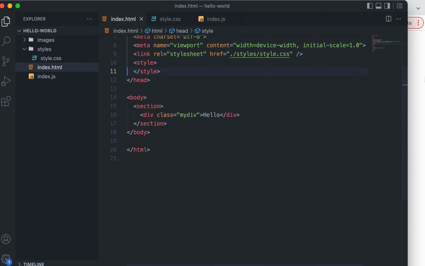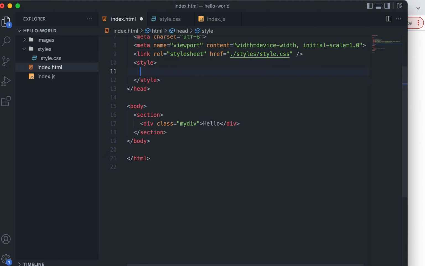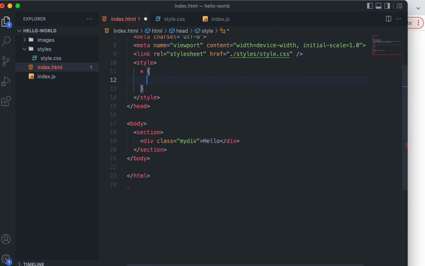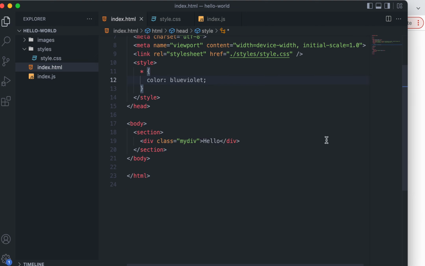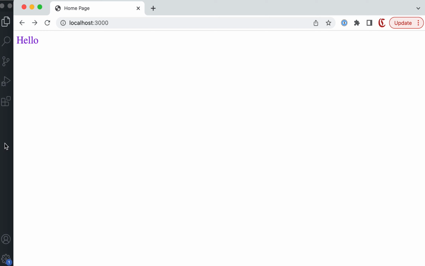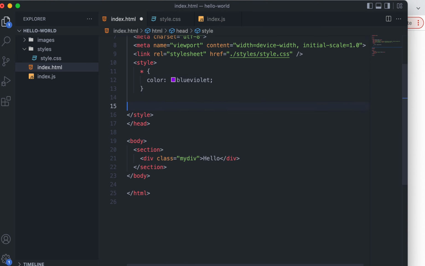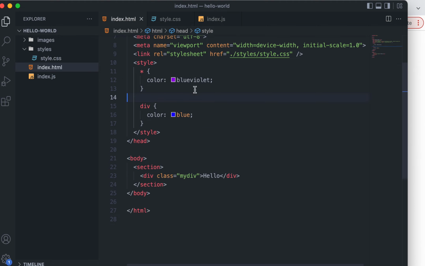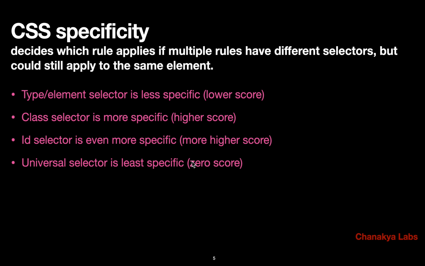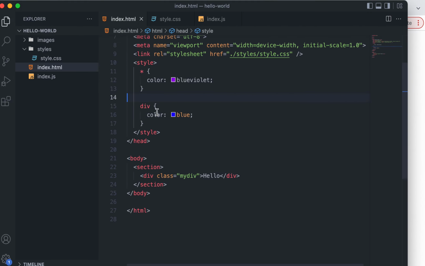Now you see, let's say that nothing is there. If nothing is there, then obviously this is black, that is fine. But if I write something like star, and let's say color is blue violet, then you see that this is now blue violet. But as soon as I start putting anything, let's say I put an element selector, we discussed that universal is the least. After that, element selector. So the element selector is going to overwrite the universal selector, doesn't matter where you write.